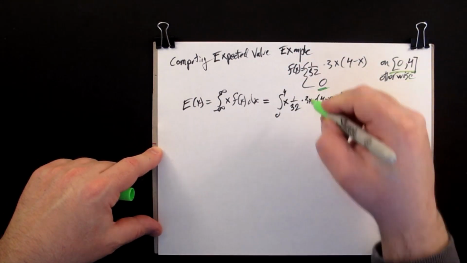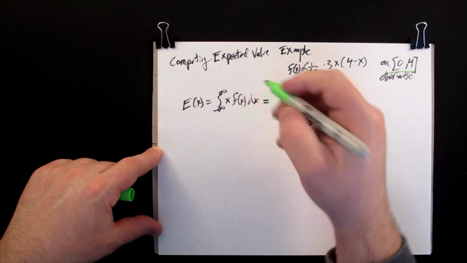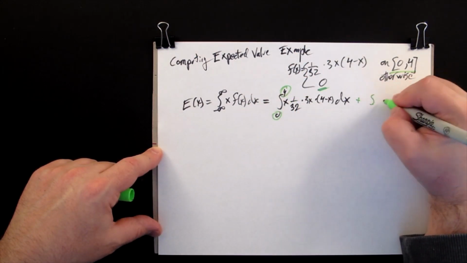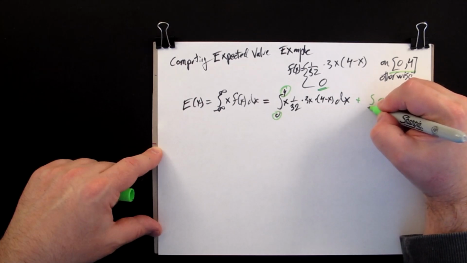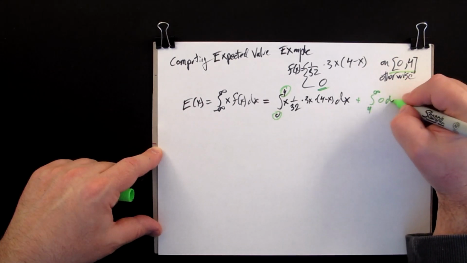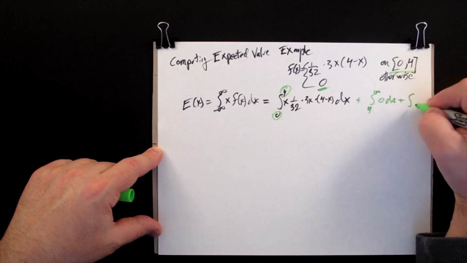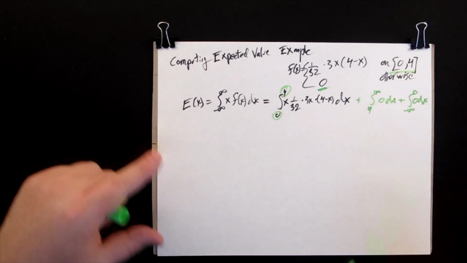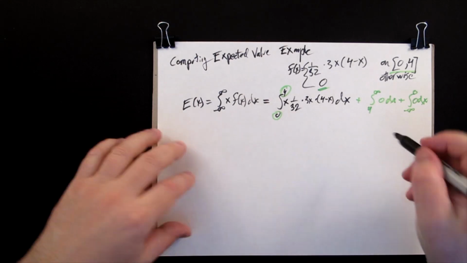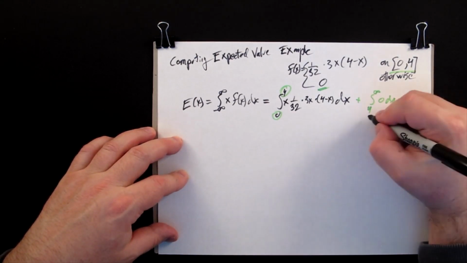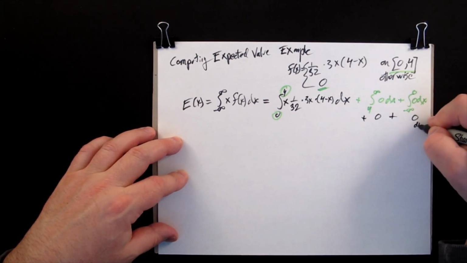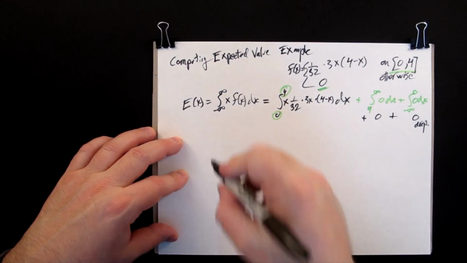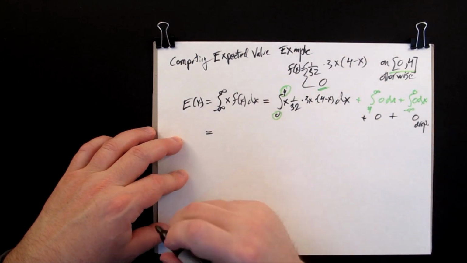the reason we cut it off is that this is 0 otherwise. So from 4 to infinity is going to be the integral of 0, and from minus infinity up to 0 is also going to be 0. So these both drop. The only one we need to really focus on is this one, which we'll now do.